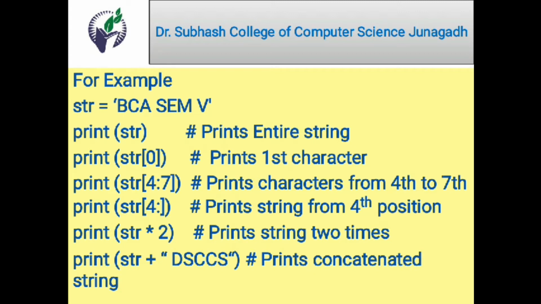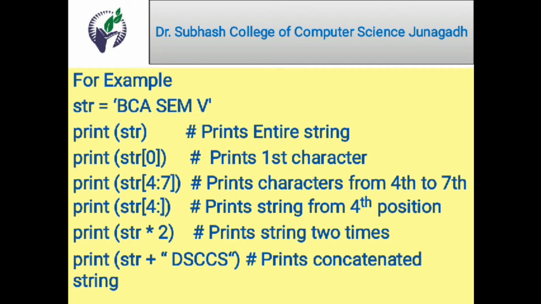Here we have the example of the concatenation operator that we have also seen previously. str plus, here it is the string blank DSCCS. This will print the concatenated string. So the task of the plus operator is to concatenate the DSCCS string, that is the second string, at the end of the first string. The first string here is BCA SEM5. Then at the end it will concatenate or append a blank and DSCCS.